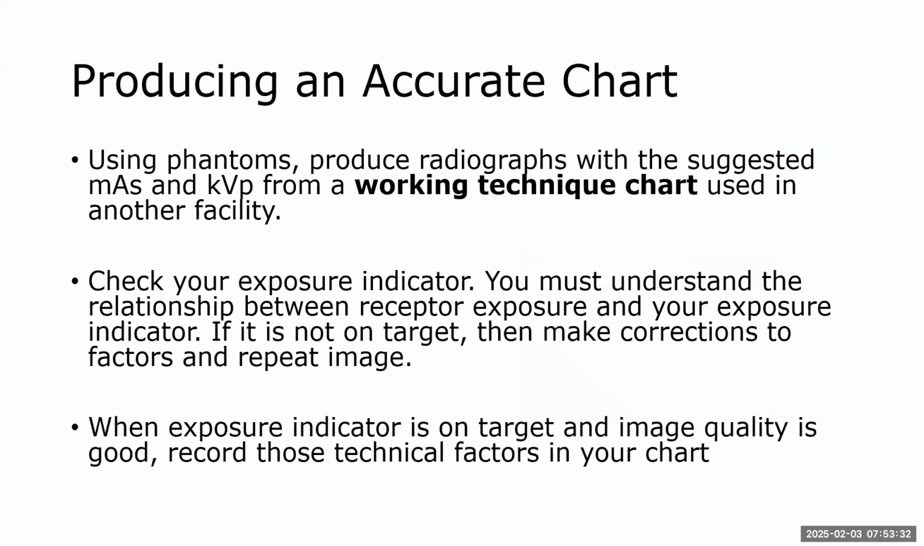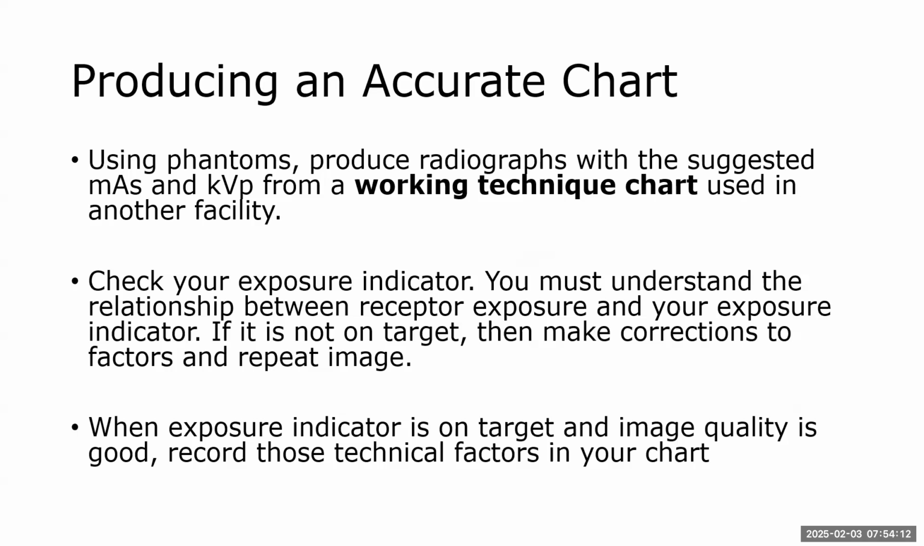So how would you produce an accurate chart? You would use your phantoms, and produce radiographs with a suggested mAs and kVp from a working technique chart used in another facility. For example, in the lab, we took the technique charts that we had for the old rooms, when we were in the other building. We just brought that forward. And that's why we have been making corrections as we go in these new rooms. So we took a chart that did work in another place and brought it over, and now as we shoot them, we're making corrections.